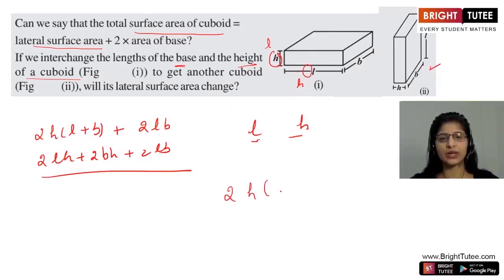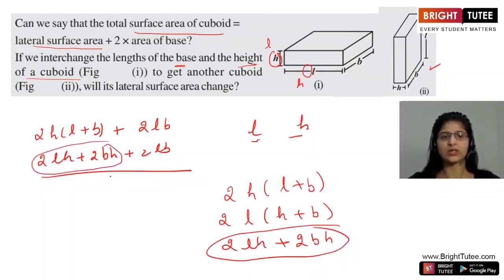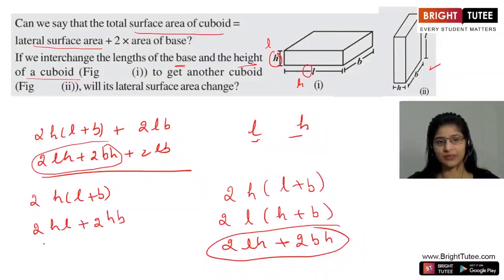The lateral surface area is 2H into L plus B. Now instead of H we are going to write L, and instead of L we are going to write H. We are going to interchange them. So we get 2LH plus 2BH. So is this 2LH, and here we were having 2LH plus 2BH. So is it changing? Does it get changed? Just look carefully. We have the lateral surface area as 2H into L plus B, which gives us 2LH plus 2HB, that means BH. And here also when we exchange them, when we interchange them, right?